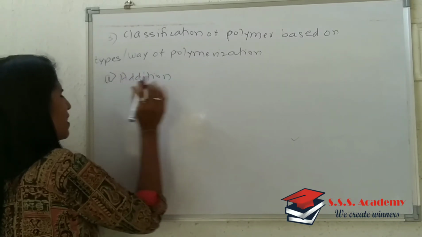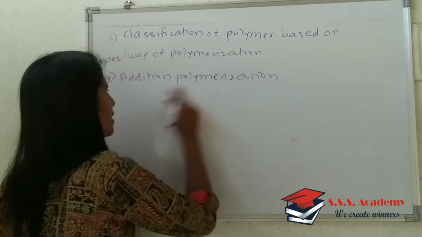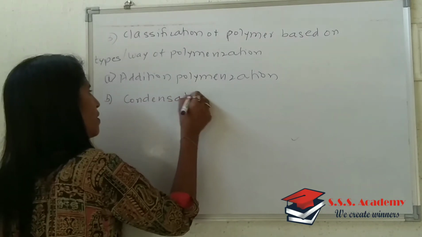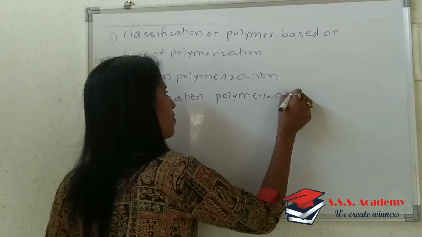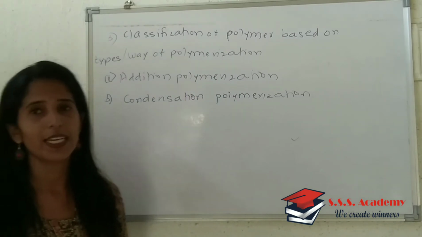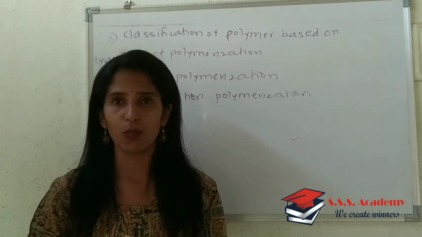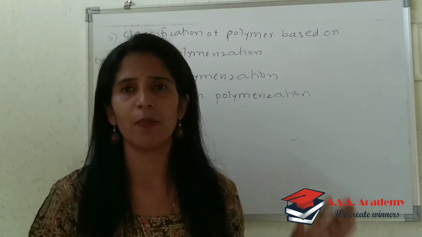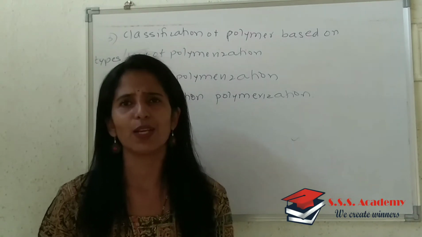The name itself indicates that there is simply addition of monomer unit, and therefore the resulting reaction is called addition polymerization. The second type is called condensation polymerization. In addition polymerization, there is simply addition of monomer unit. There is no removal of any simple molecules and no formation of intermediate. The lower molecular mass material gets converted into higher molecular mass material.